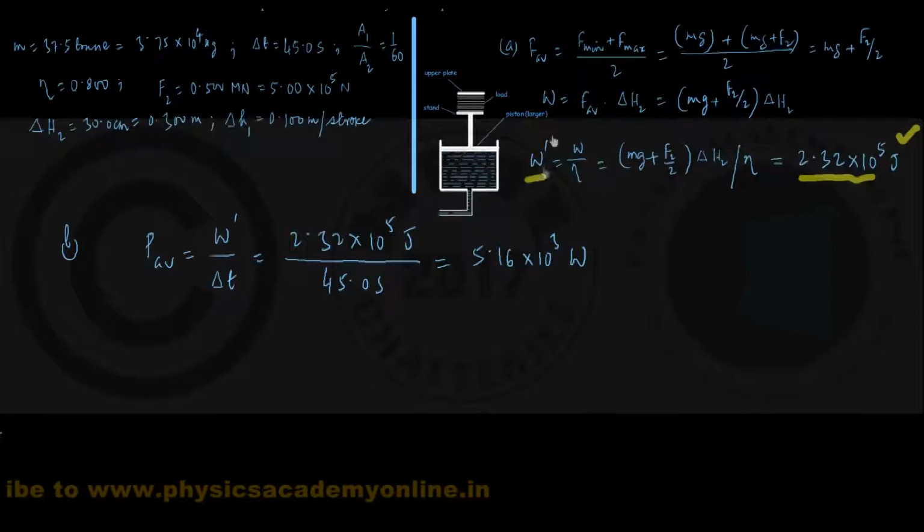Calculation shows this is coming out to be 5.16 into 10 to the power 3 watt. Capital W is the symbol of watt, the SI unit of power. Don't confuse it with the symbol capital W used earlier to express work by the press. So that we can express to be 5.16 kilowatt, kilo being the prefix for a factor of 10 to the power 3.